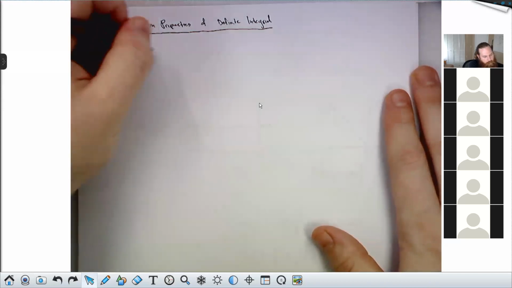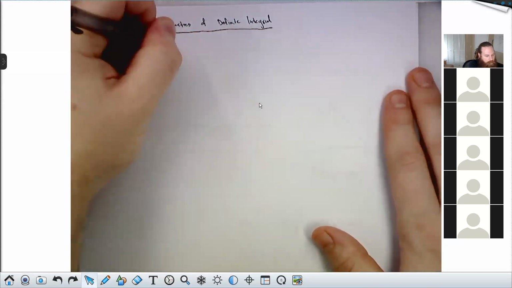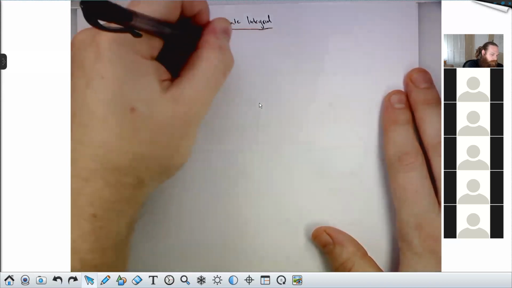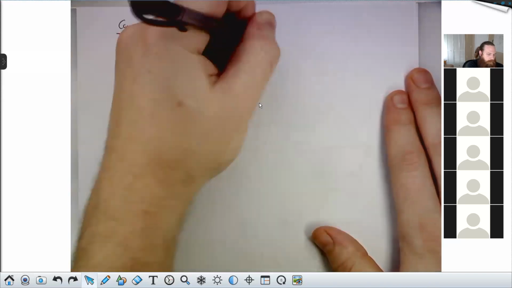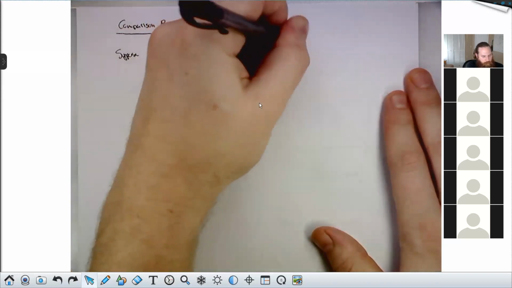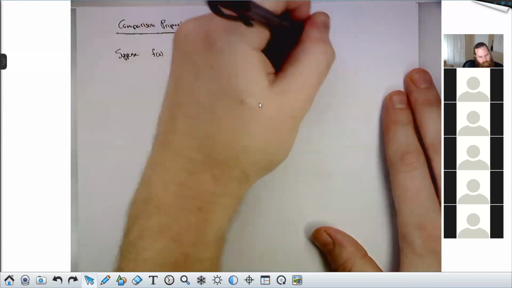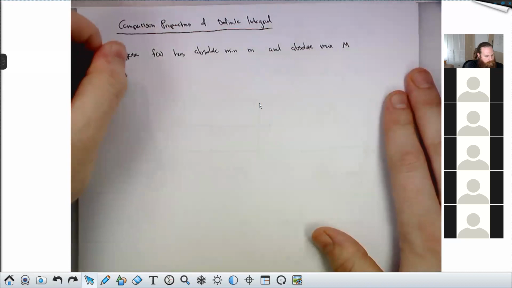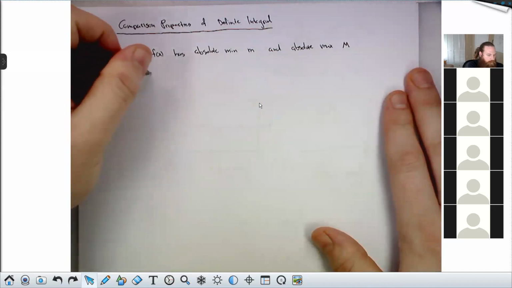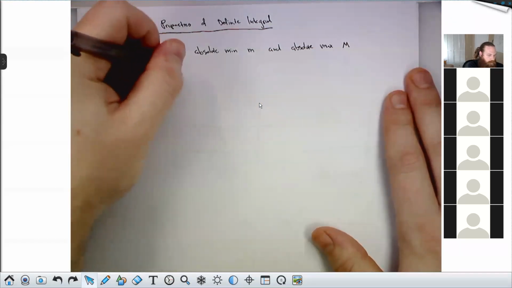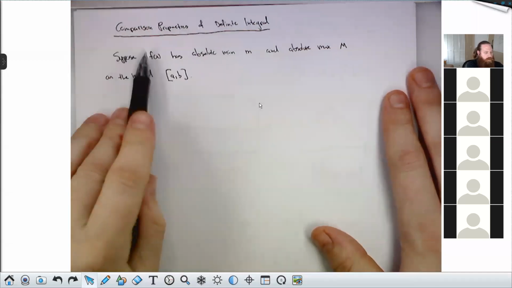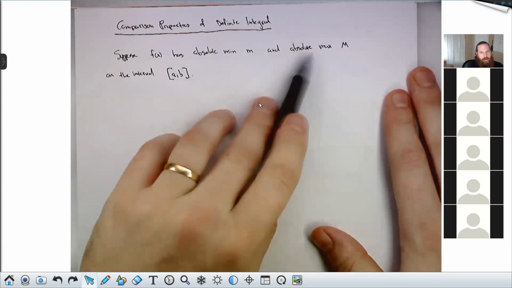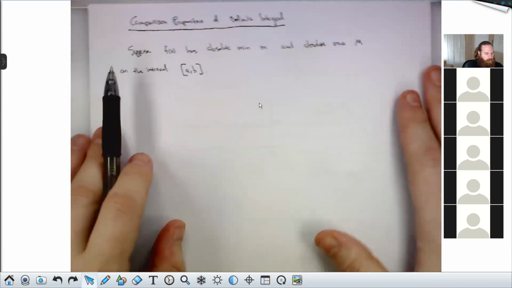Suppose f of x has absolute min little m and absolute max big M on the interval [a, b]. Remember, any continuous function on a closed bounded interval always has an absolute min and an absolute max. That was one of our theorems from section 4.1.